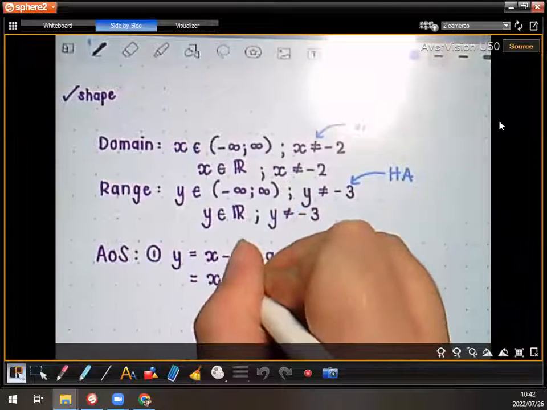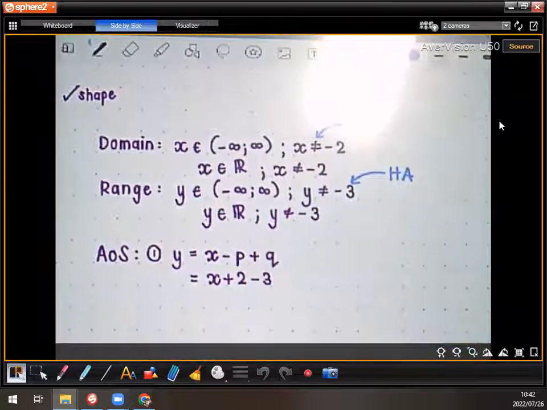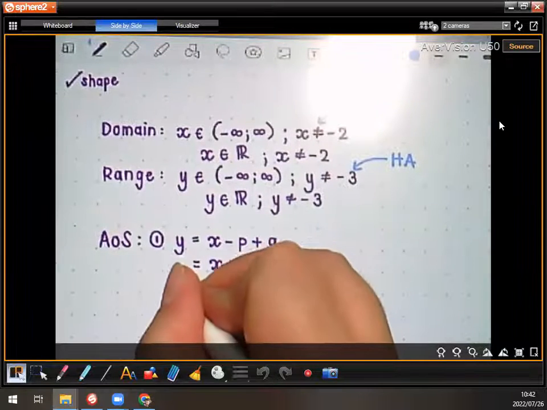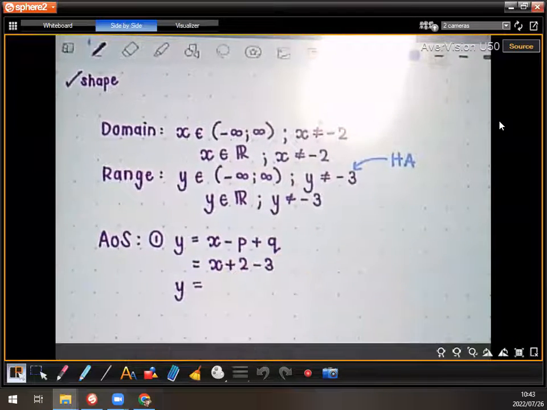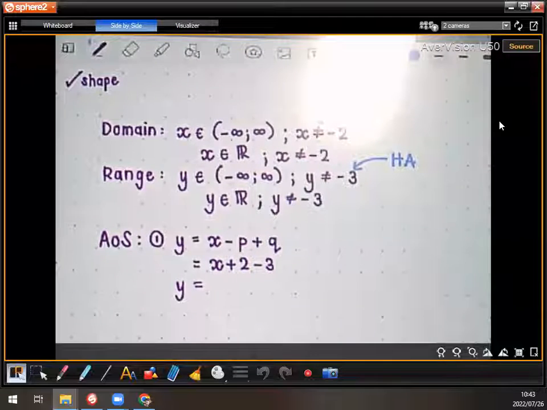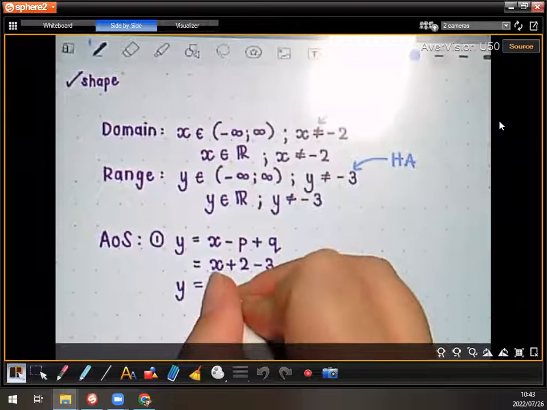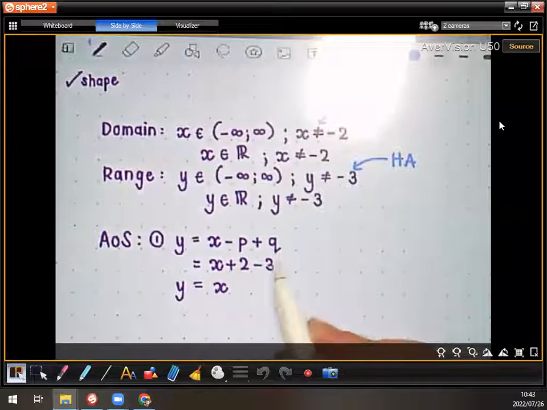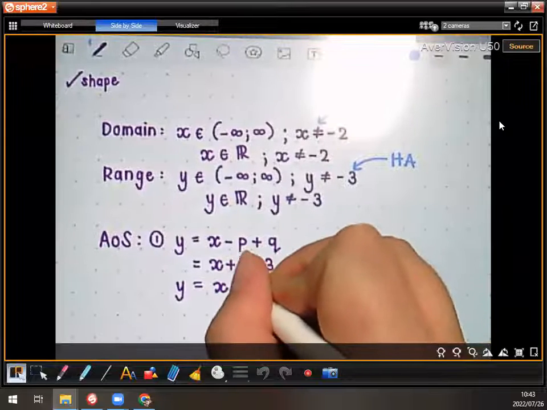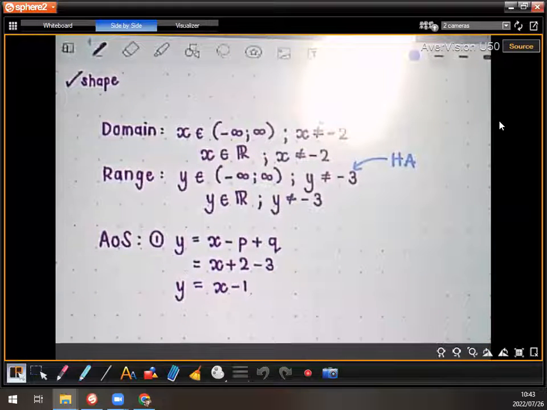x plus 2 minus 3. Obviously, 2 minus 3, those are numbers. We can work that out. We have to. So y is equal to x, and then what's 2 minus 3? Okay, so y is equal to x minus 1. That's the one axis of symmetry.